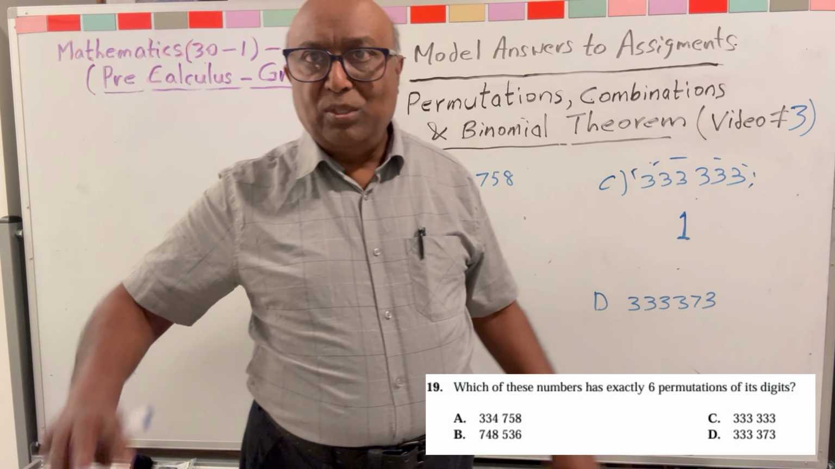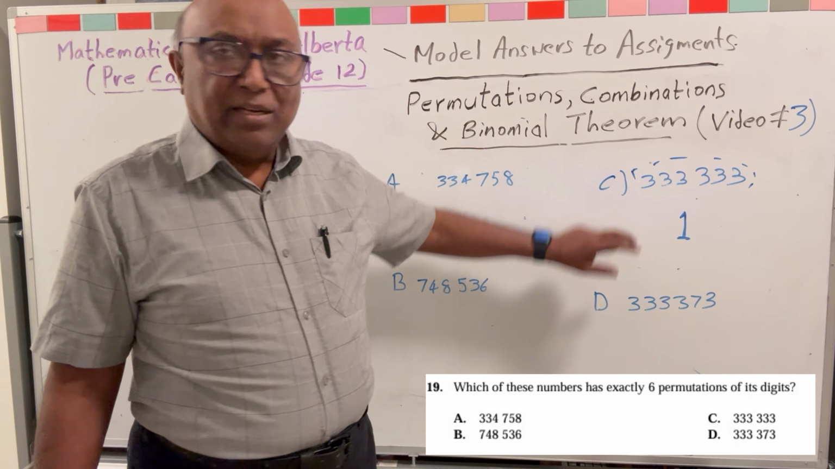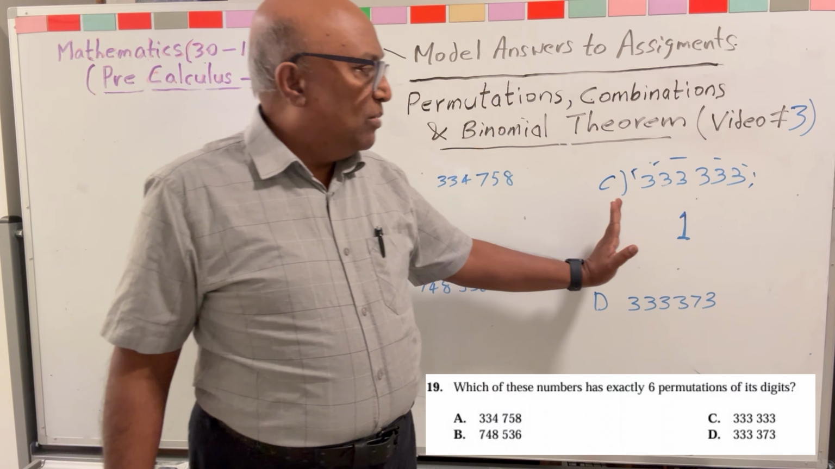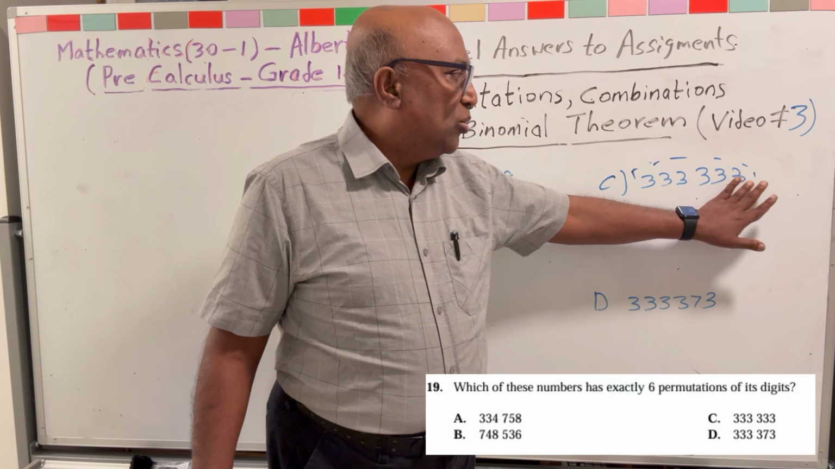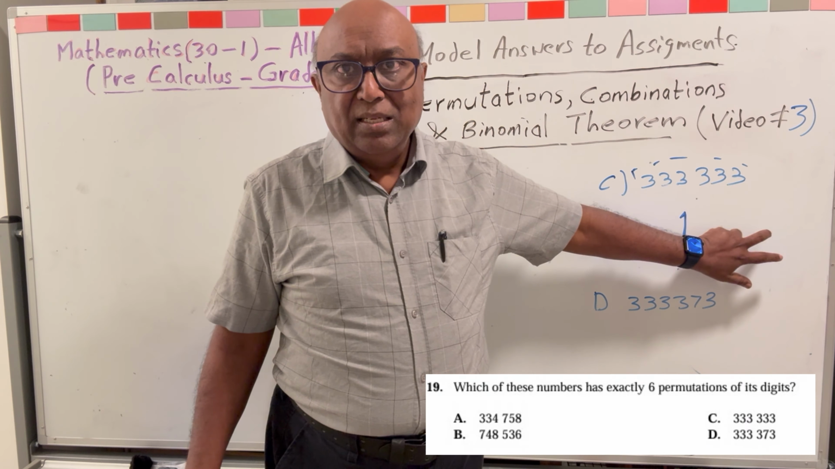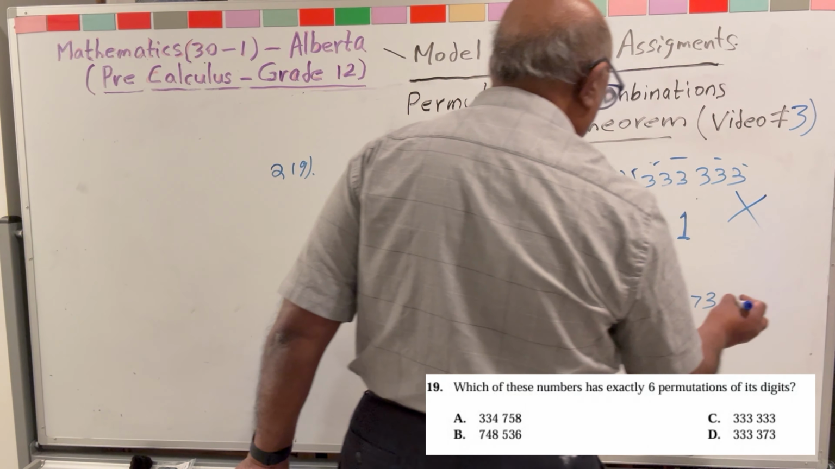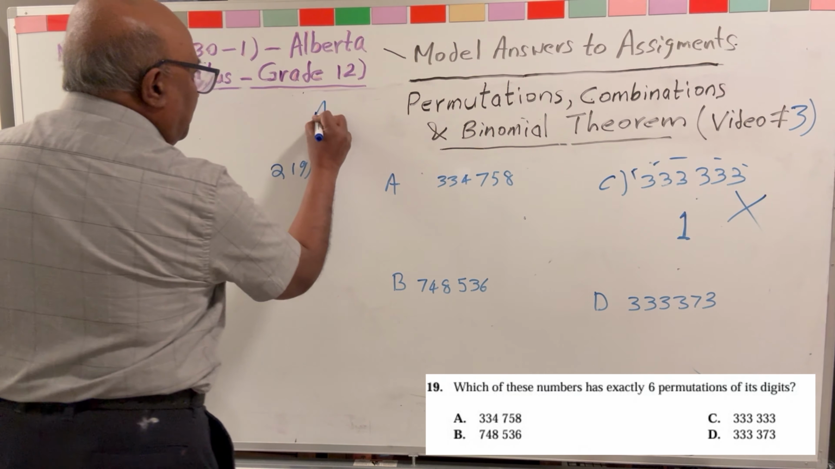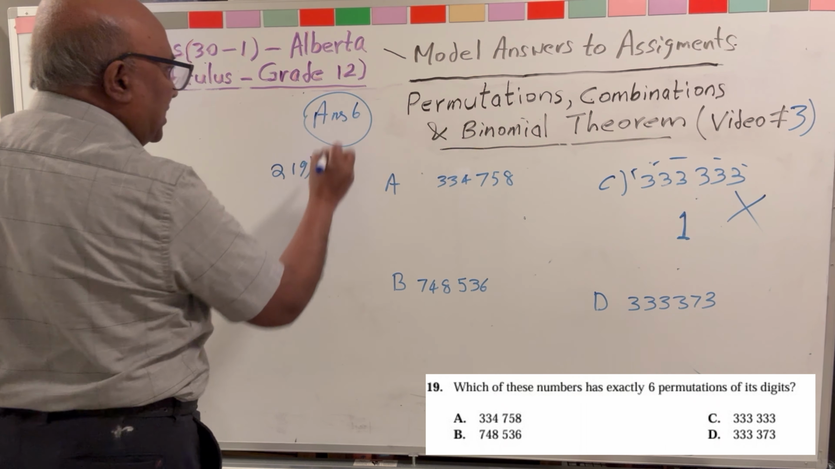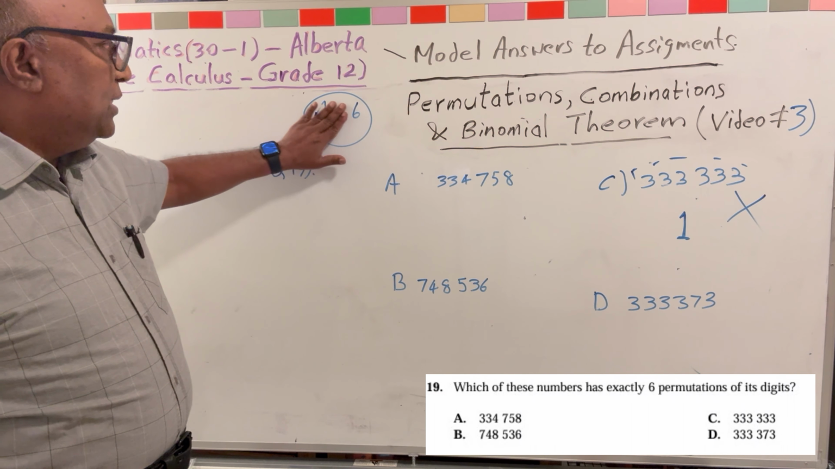For the future, remember that if you see all equal numbers or equal letters, then the number of permutations is always 1. We don't have to substitute in the formula. Although if you use the formula, you will get 1. But this is not the answer, no? We are looking for the answer 6, the final value 6.